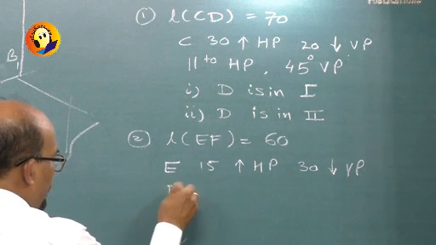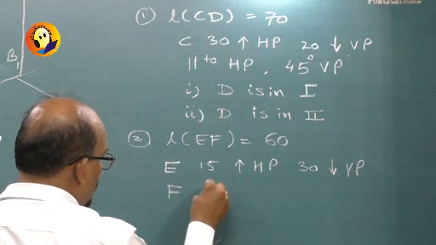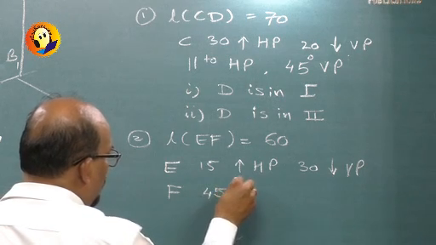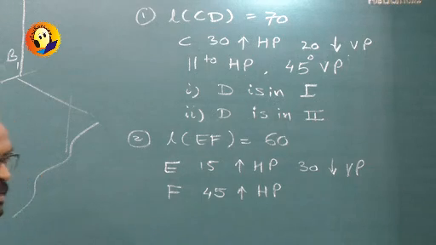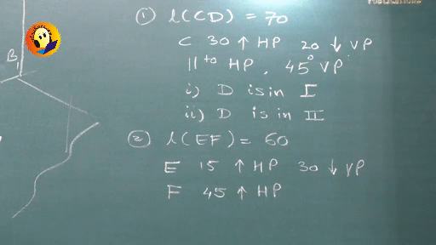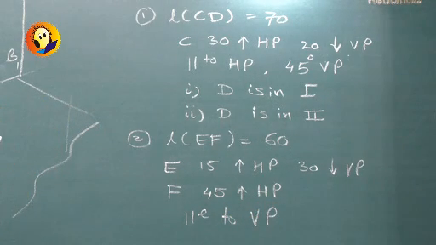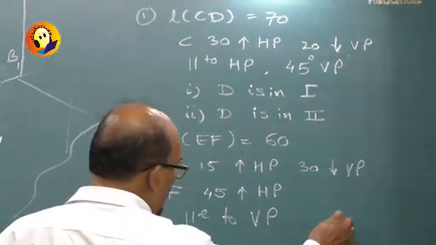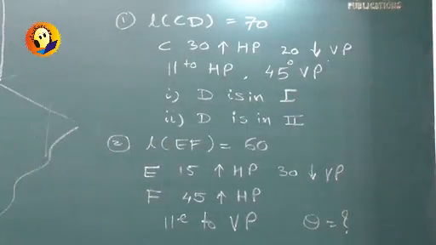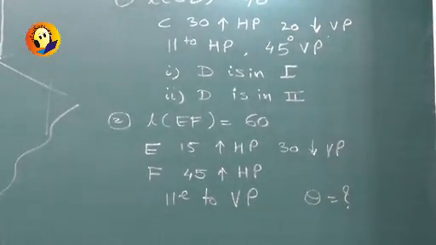Point F is 45 above HP. Line is parallel to VP. Draw projections. Find the angle made by the line with HP.